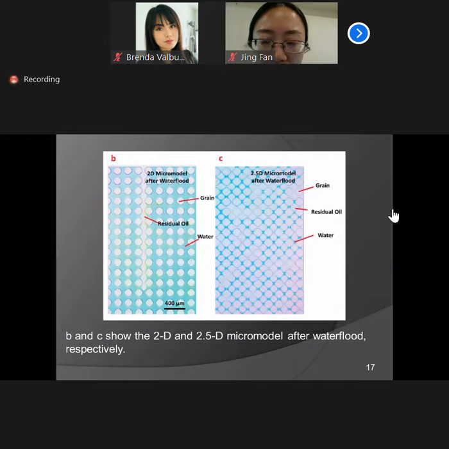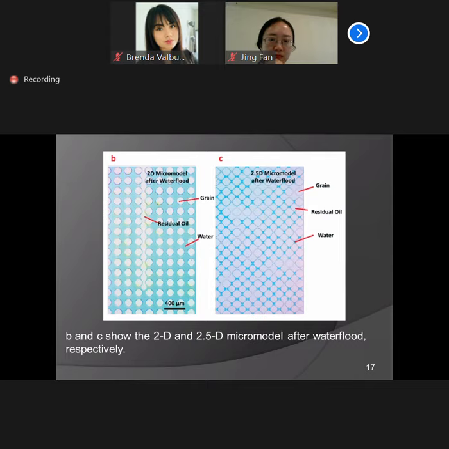So picture B and picture C are the 2D and 2.5D water flow respectively. It's clear that, as shown in the 2D micromodel, a pore body is either occupied completely by water or by a continuous oil phase. No isolated oil droplets trapped in the pore body were observed, which in reality, porous media was obsolete.